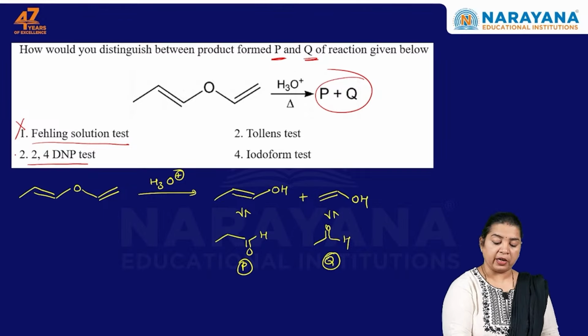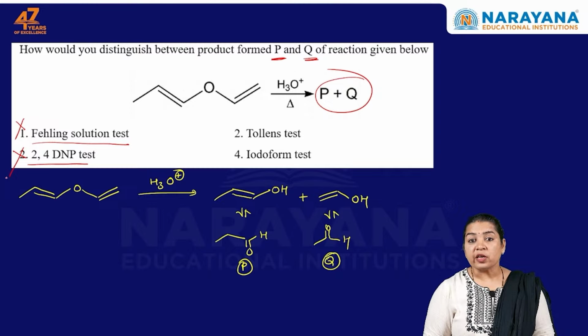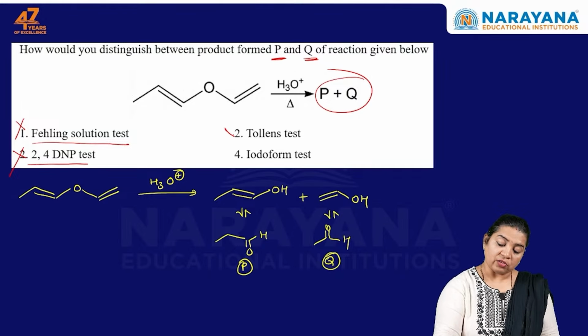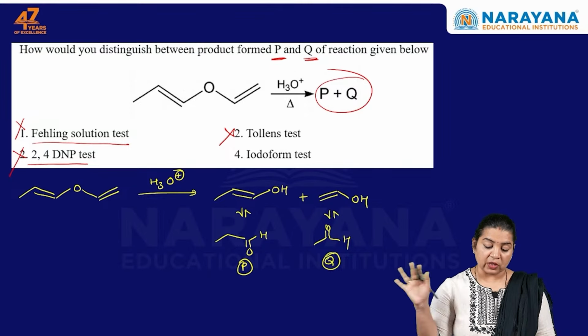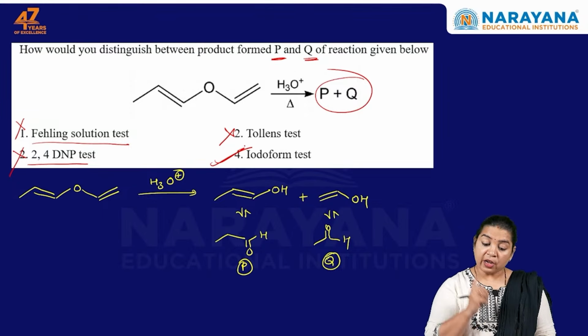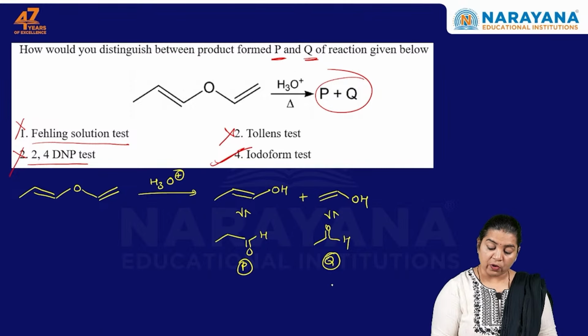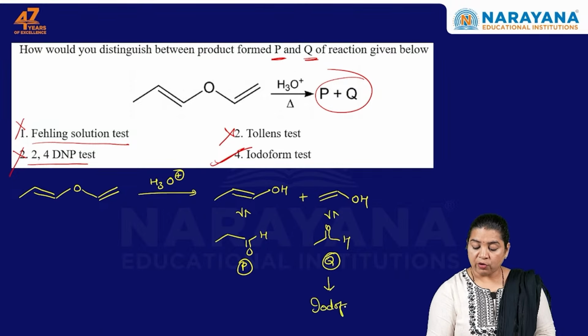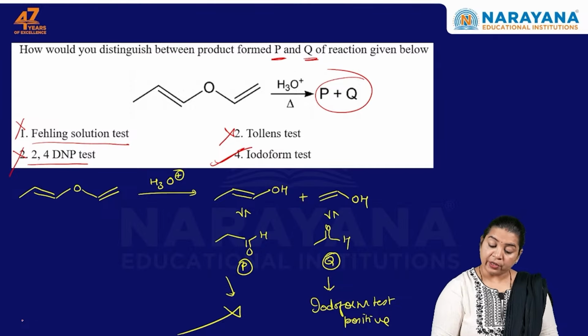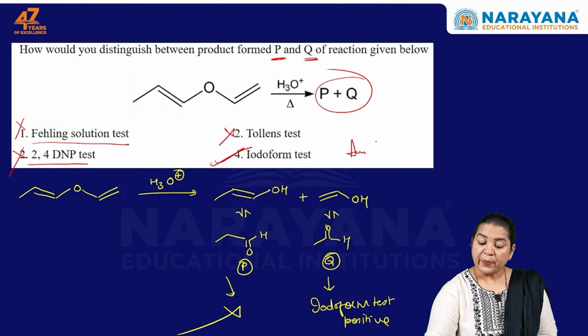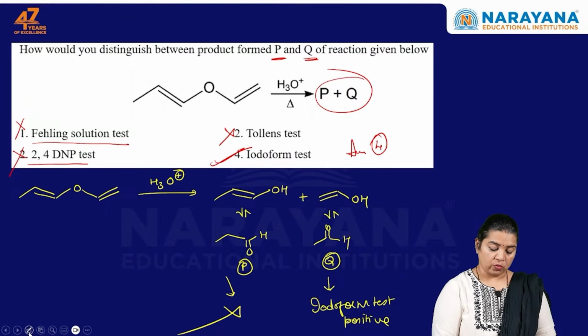2,4-DNP, dinitrophenylhydrazine test, Brady's reagent, both aldehydes will give this test. Again, can't be used. Tollens' test, both aldehydes will give the silver mirror test positive, can't be used. Iodoform, yes. Now, the point is which will give iodoform? This will give iodoform test positive, right, but this will not give positive iodoform test, and thus iodoform test could be used to differentiate P and Q, and the answer is 4.